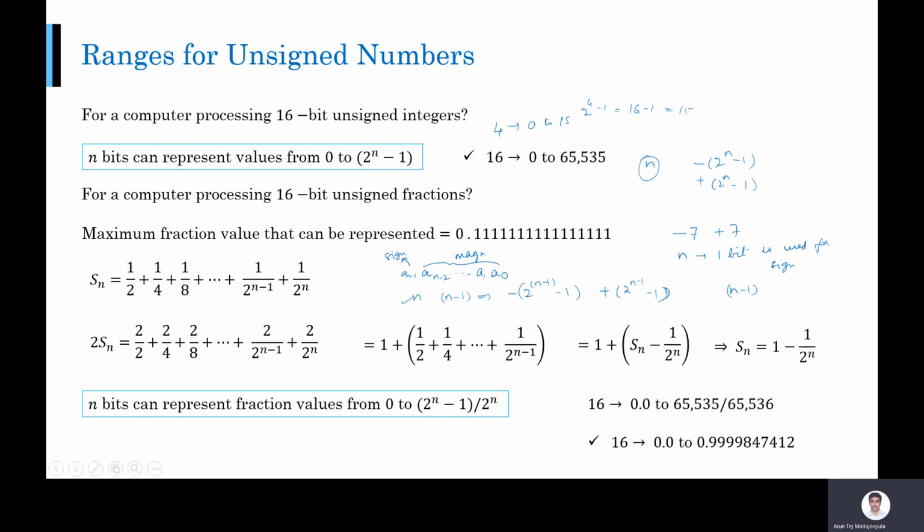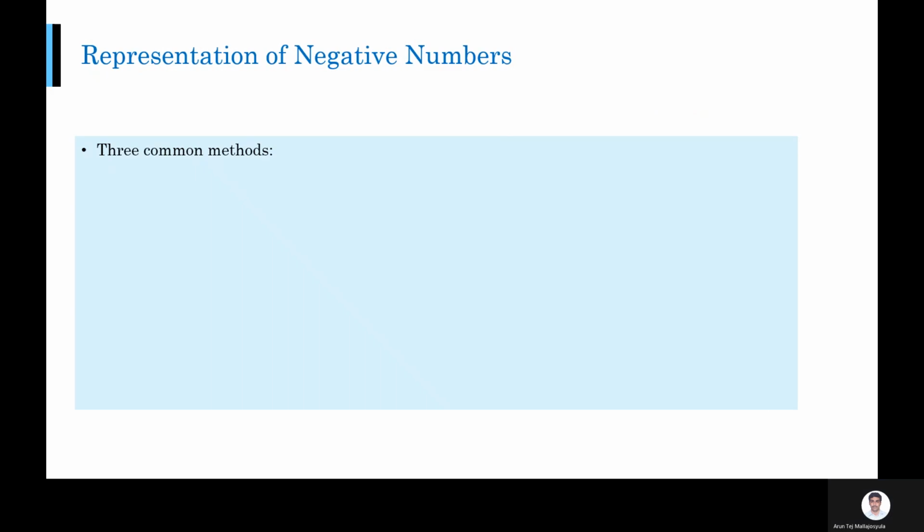There are 3 different ways to represent negative numbers, which are commonly known. The first one is the sign magnitude method. The second one is called the 1's complement method. The third one is called the 2's complement method. So a negative number can be represented in three ways: sign magnitude representation, 1's complement representation, and 2's complement representation.